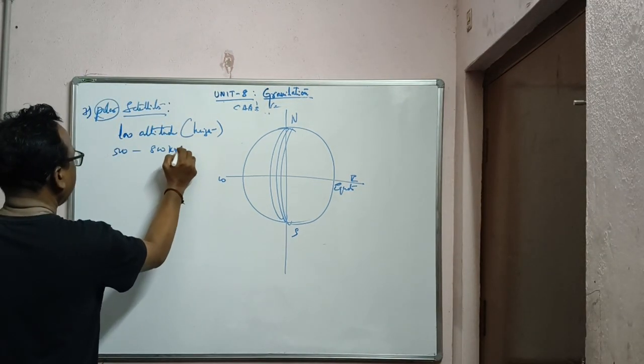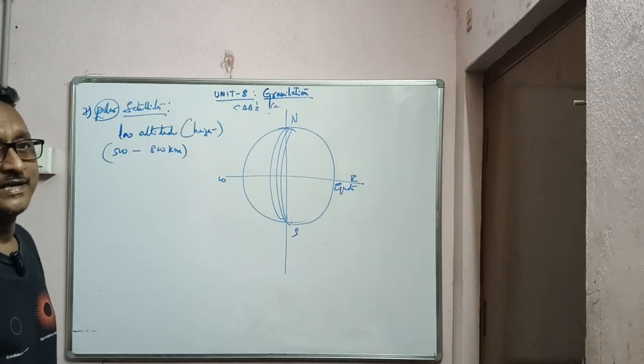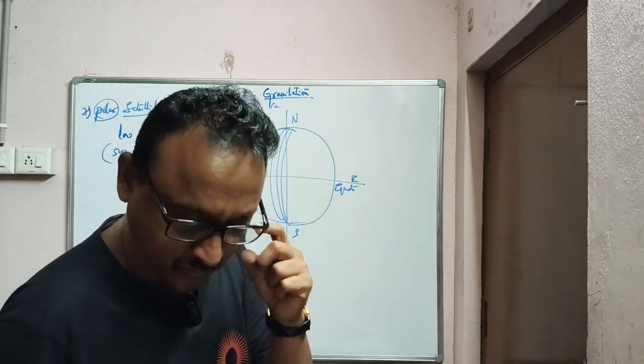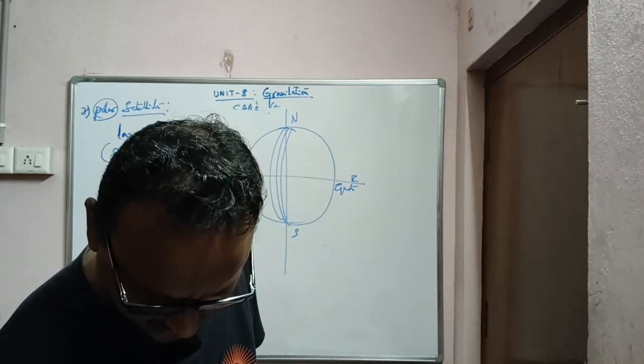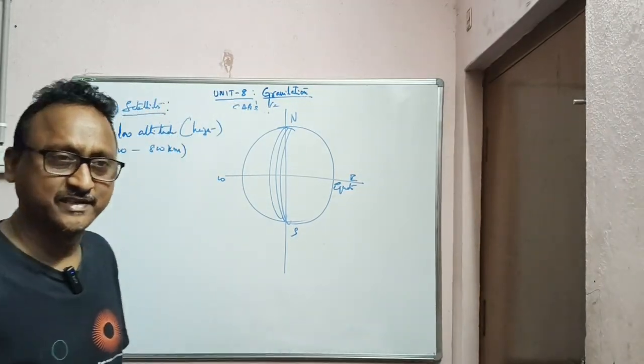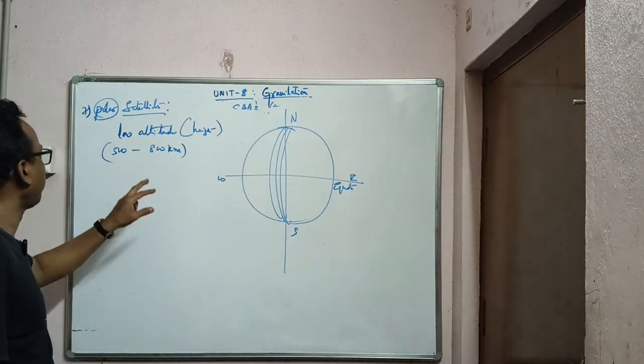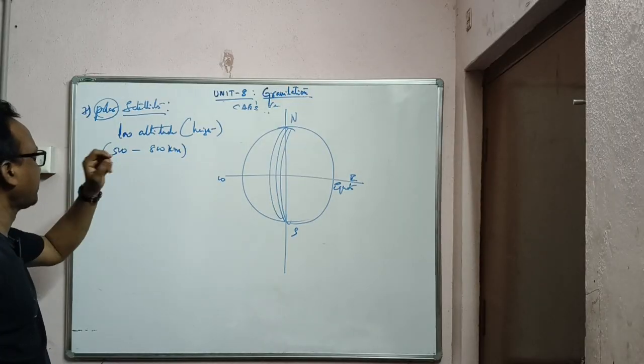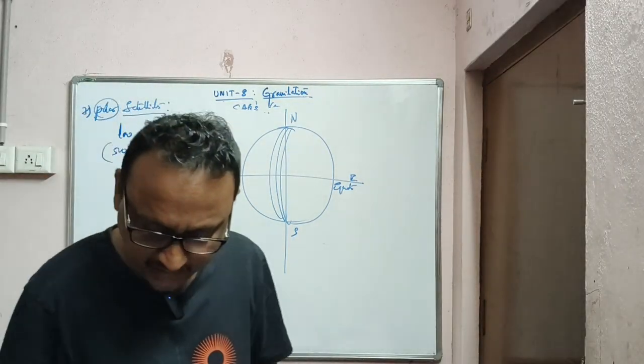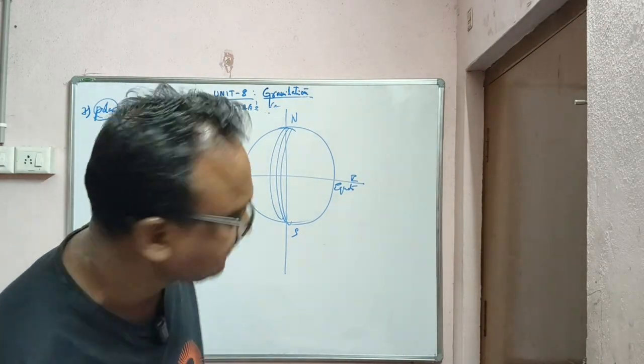Compared to the geostationary, that is very huge, almost 35,000 kilometers. It is 35 to 36,000 kilometers above the earth's surface. This one is around 500 to 800 kilometers for polar satellites, very less.